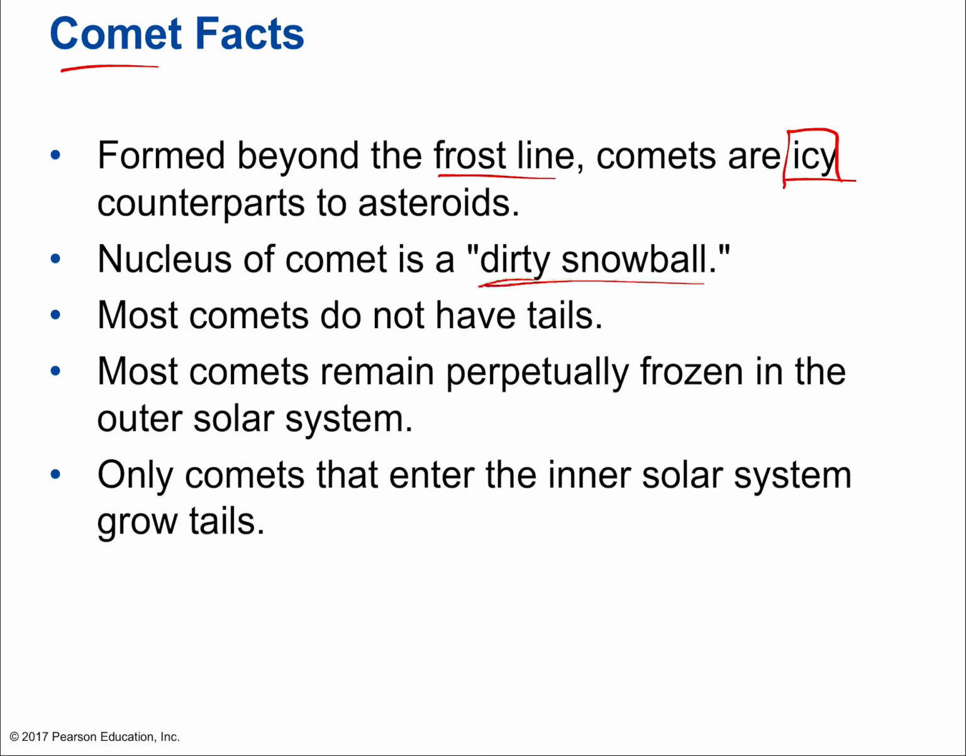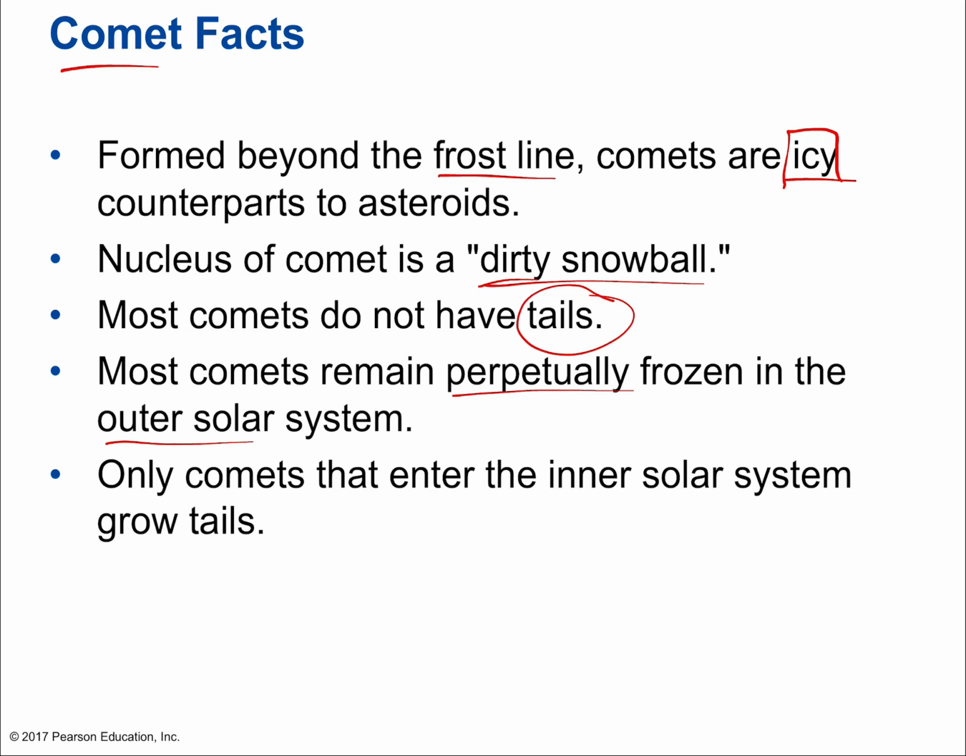All right, most comets do not have tails. Okay, we'll talk about why that is. Most comets remain perpetually frozen in the outer solar system, because they're in the outer solar system. So if you can't tell, tails only happen when comets veer into the inner solar system. To give it away, although I'll state it in more detail, tails are just the consequence of comets boiling, basically vaporizing once they cross that frost line.